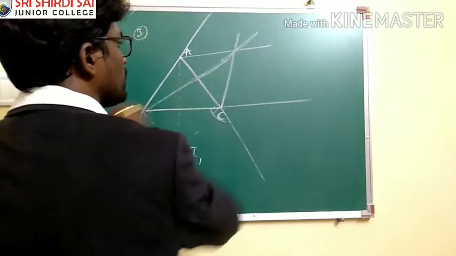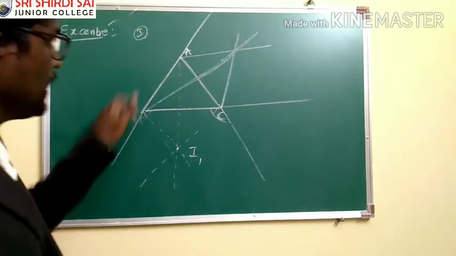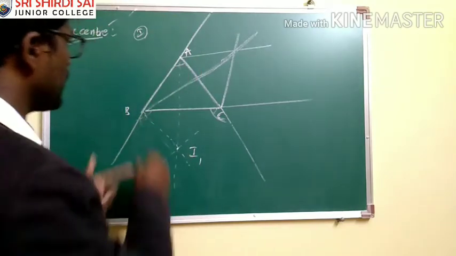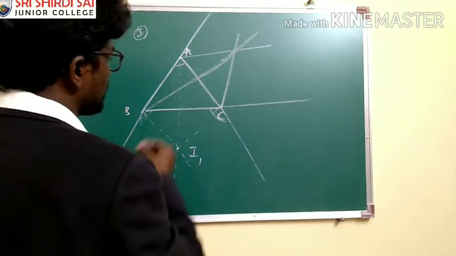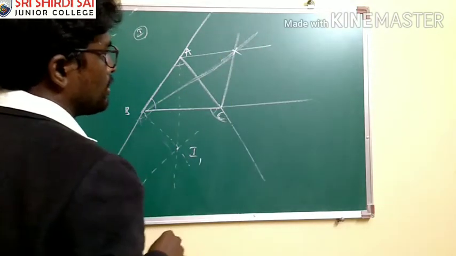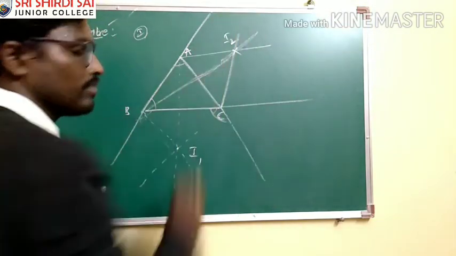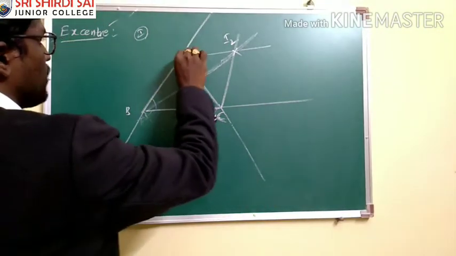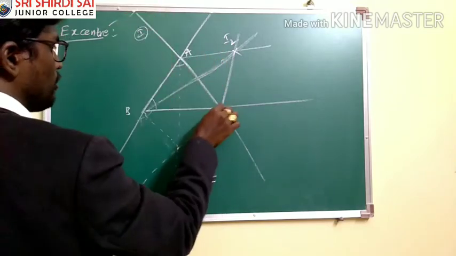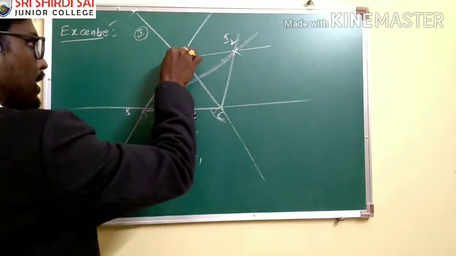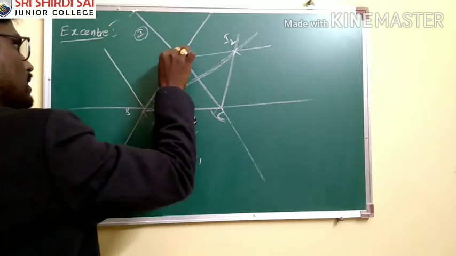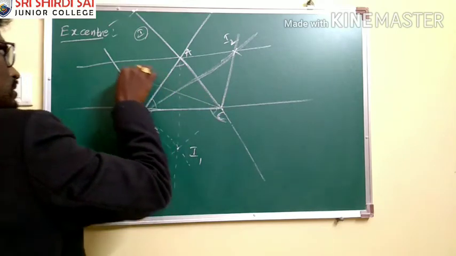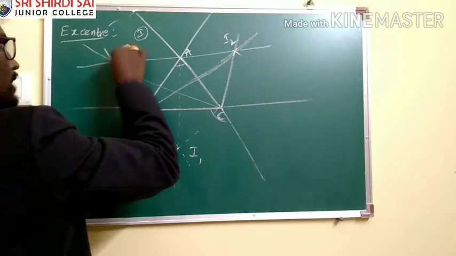See, when I extended AB and AC, I got the excenter opposite to vertex A. When I extend BA and BC, I get the excenter opposite to vertex B. This I will denote by I2. And similarly, what else is possible? The one opposite to vertex C, where I will extend CA as well as CB. Now the point of intersection of two external angle bisectors, these two, and one internal angle bisector from vertex C, is said to be excenter 3, I3.